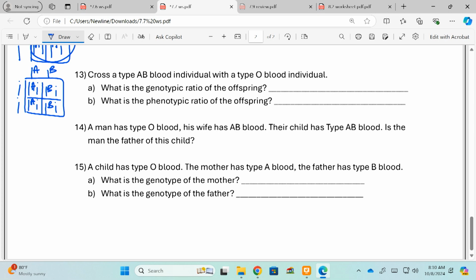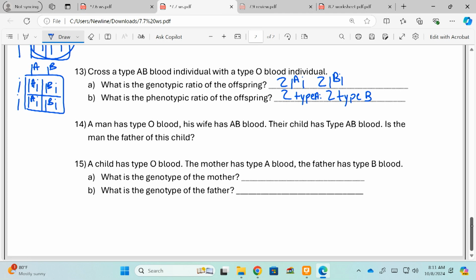All right, so what are the genotypic and phenotypic ratios here? Well, we have two of these, heterozygous A, and we have two of these, heterozygous B. All right, what is the phenotypic ratio? Well, we have two that are type A and two that are type B. Okay, great work. All right, just two more here.